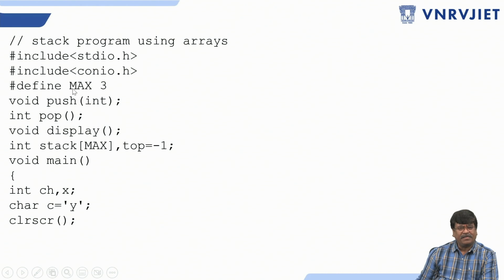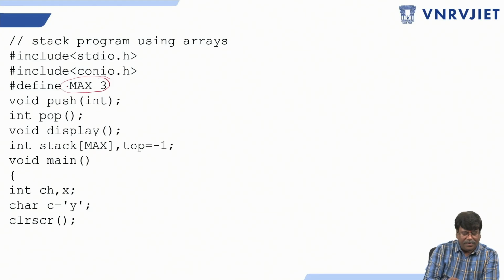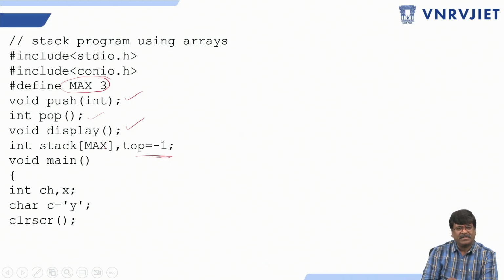In this program, I am taking a stack with a maximum size of 3, and I am defining 3 functions here: push, pop, and display. Initially I am taking the top value as -1, and the stack maximum size is stack of 3. Stack of 3 means the indexes will be 0, 1, 2.